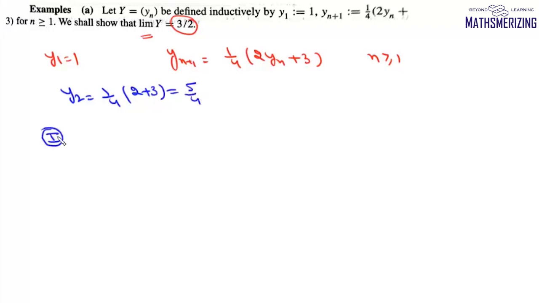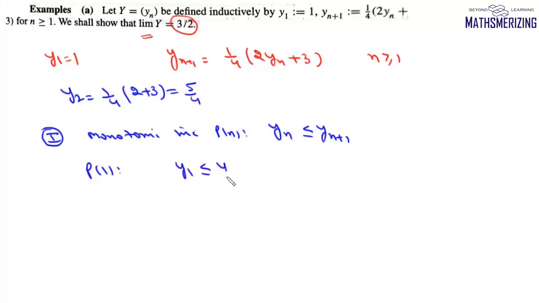Now in the first part we'll prove that the sequence is a monotonic increasing sequence, that is yn is less than or equal to yn plus 1. So this is our assertion. Now we'll prove this result for n equals 1. So for n equals 1, we'll get y1 is less than or equal to y2. Now y1 is 1 and y2 is 5 by 4. So clearly 1 is less than 5 by 4. That means p1 is true.